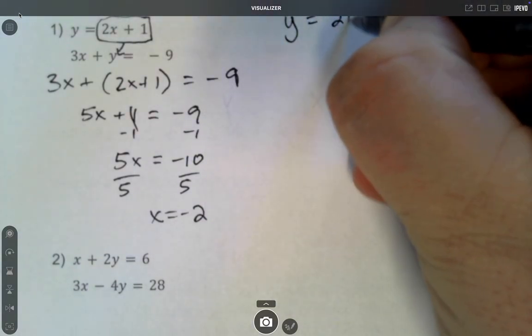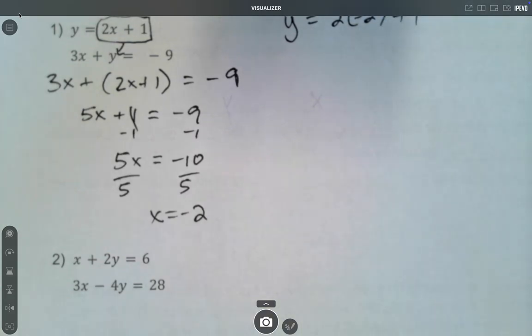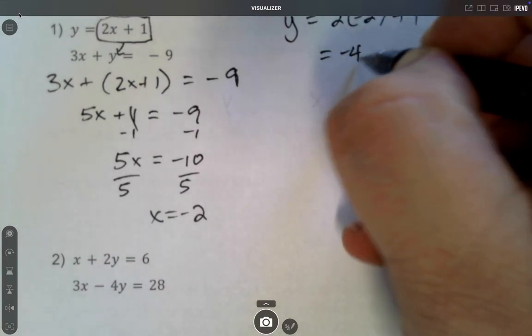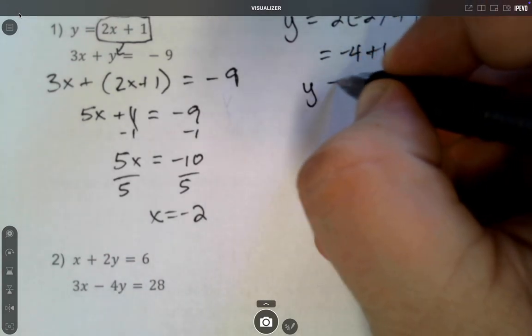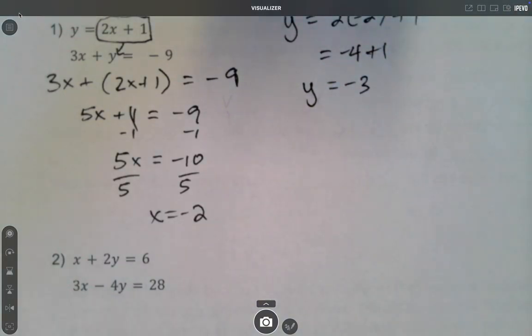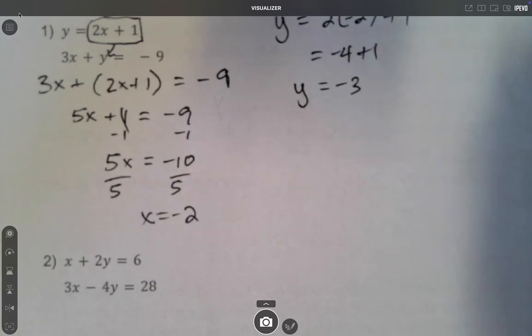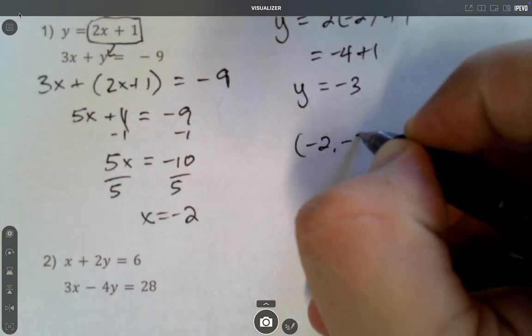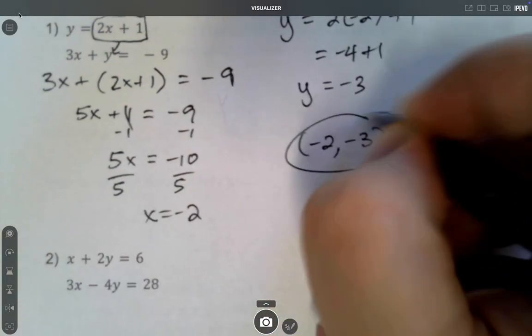So I'm going to do it in the top one. 2 times negative 2 is negative 4. Negative 4 plus 1 is negative 3. So that means the ordered pair where these two meet, the solution to the system of equations, is negative 2, negative 3.